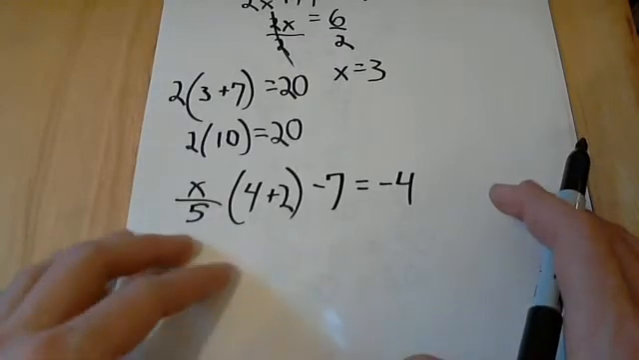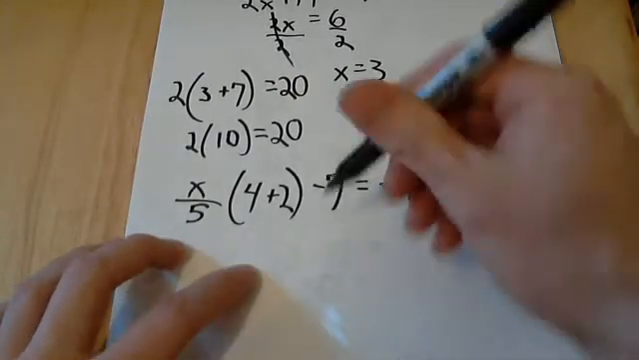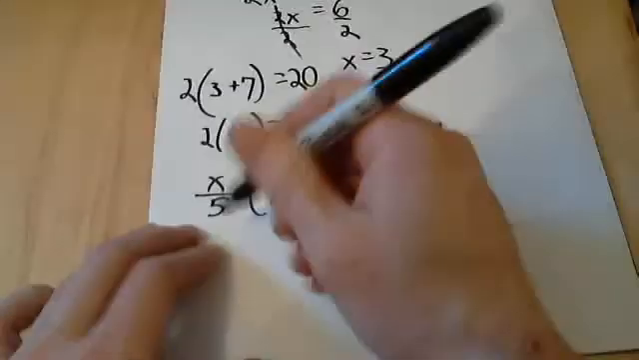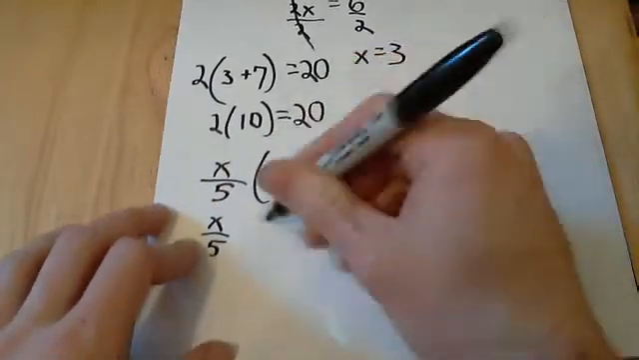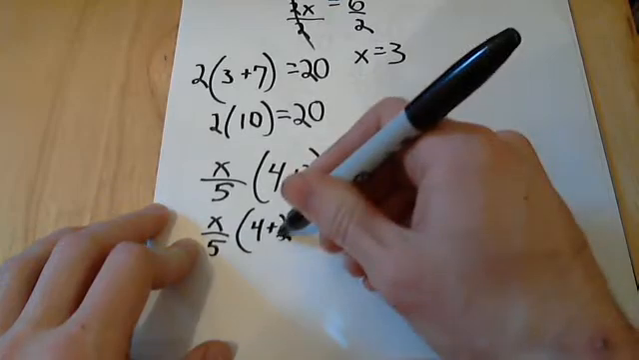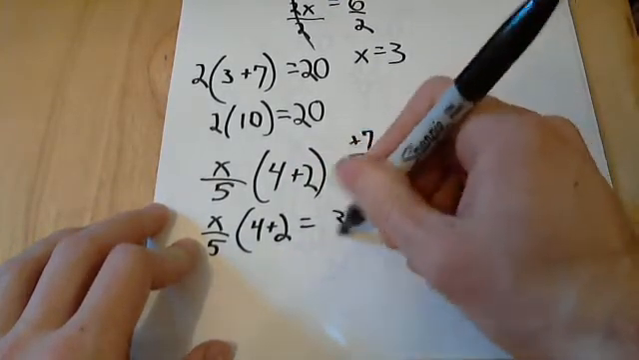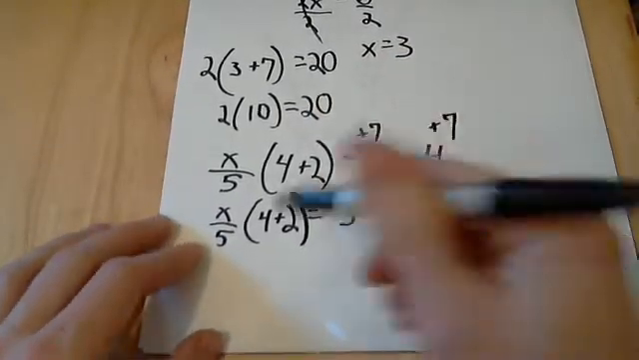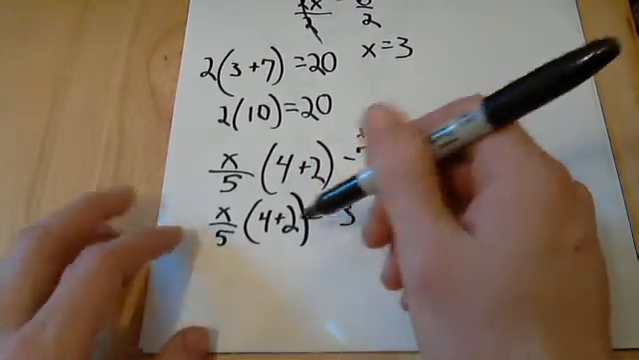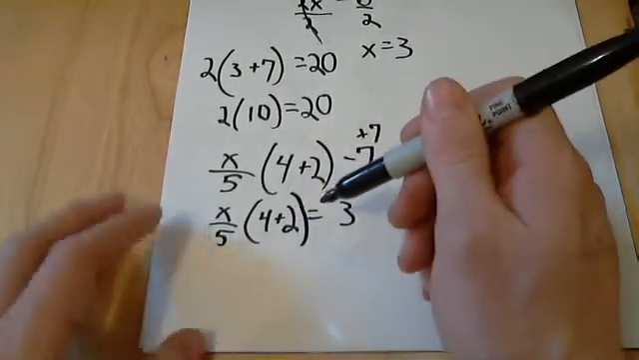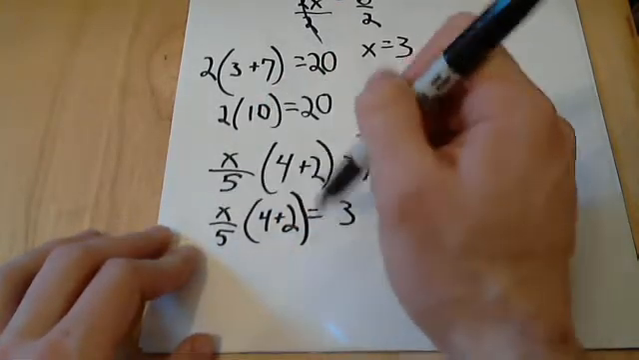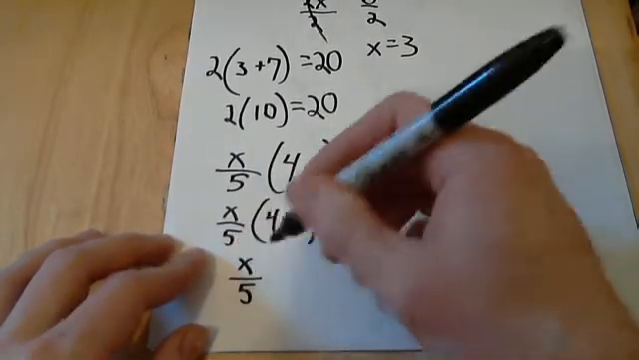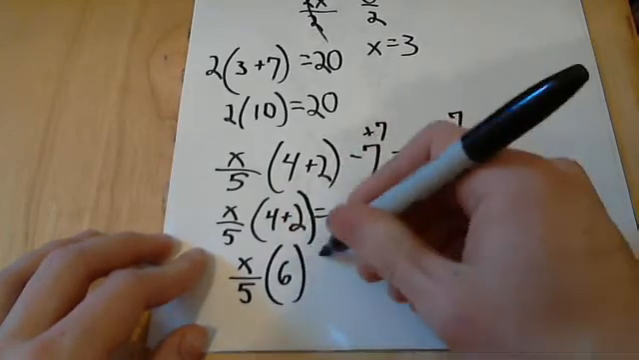So first off, what I would do is add the 7 to both sides, just to simplify things a little bit. So let's go plus 7 on both sides, and we'll get x over 5 times 4 plus 2 equals 3. So now we have this situation here, and we can simplify the things in the parentheses. Obviously 4 plus 2 equals 6, so we might as well do that rather than distributing this fraction through, because that would be pretty complicated. So we have x over 5 times 6 equals 3.